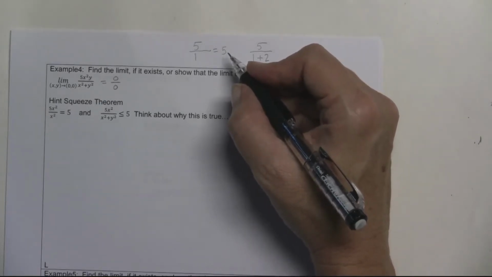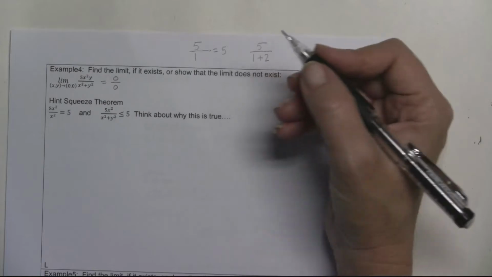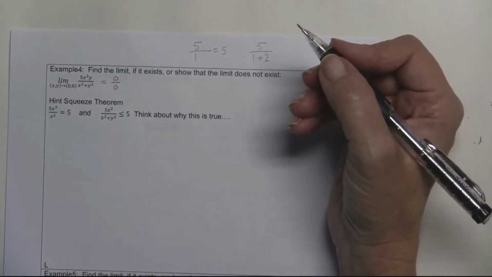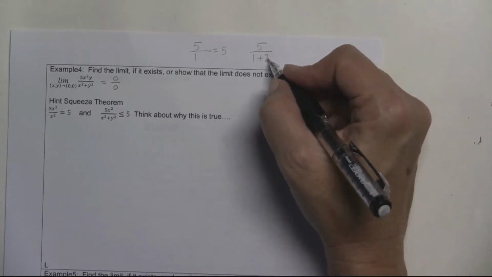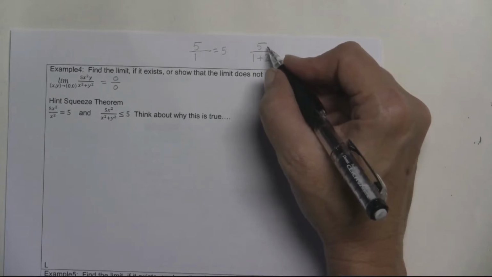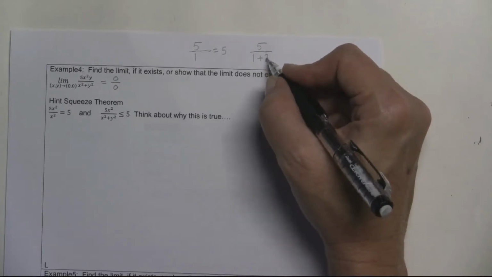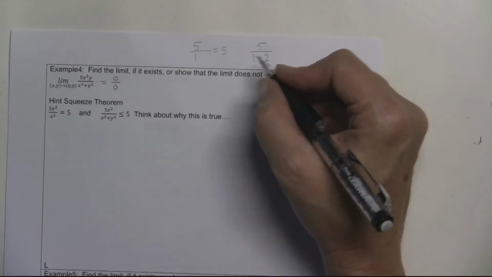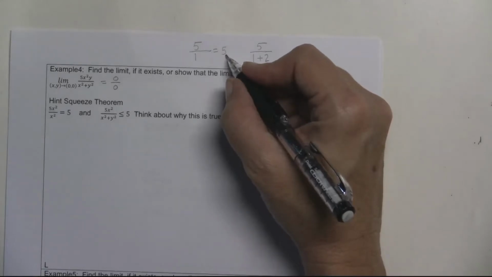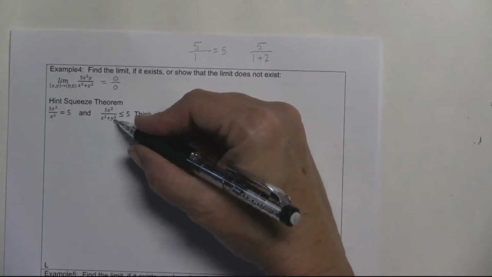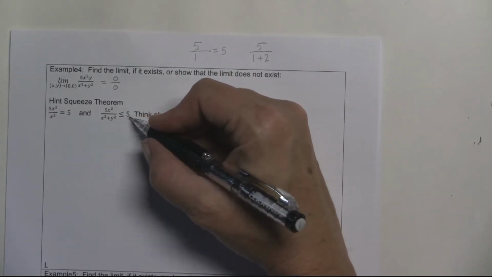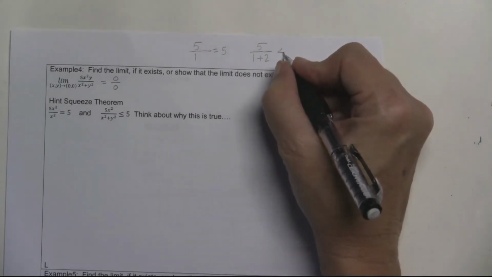Well, depending on what I added, it could be equal to 5. So I've added some value. If I added 0 on there, then it would still exactly be equal to 5. But because I've added a 2, this is 5/3, and 5/3 is not equal to 5. 5/3 is smaller than 5. And that's what this is saying, that if I add something to the denominator, it just gets smaller. And so that's all that it's saying.